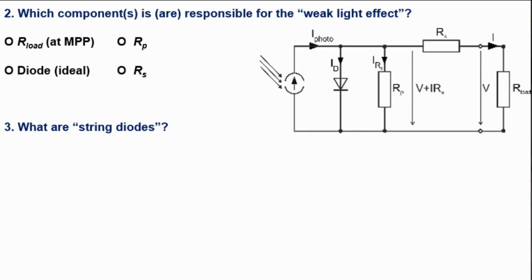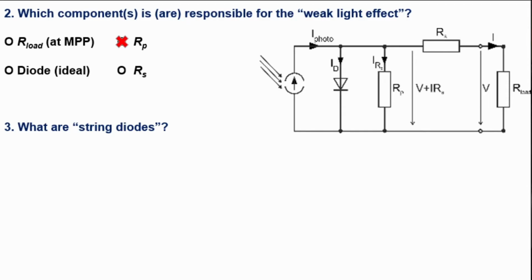The diode would be another option, or the series resistors, which is usually caused by the contact. So this is correct here. If there's high solar irradiance, then the current is high. Surely there will be something deviated, but it will be the same amount of current. But then the load resistor will be rather low, and so the major part of the current will pass through the load resistor.